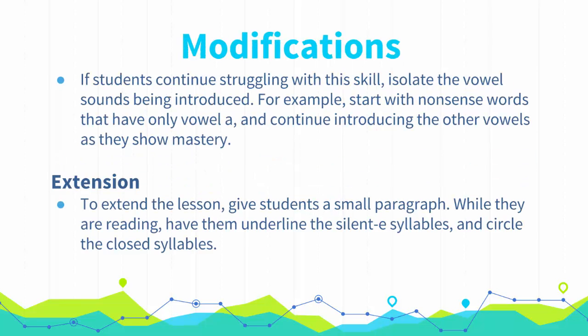If students continue struggling with this skill, isolate the vowel sounds being introduced. For example, start with nonsense words that have only vowel A, and continue introducing the other vowels as they show mastery. In order to extend this lesson, give students a small paragraph. While they are reading, have them underline the silent E syllables and circle the closed syllables. This activity will demonstrate their ability to distinguish the two syllable types while reading.